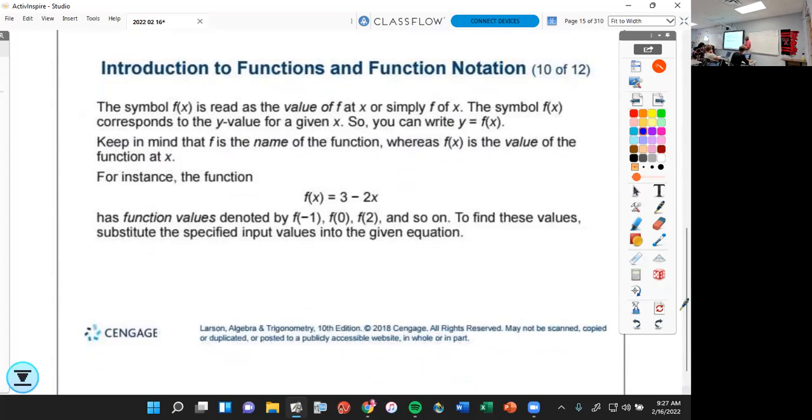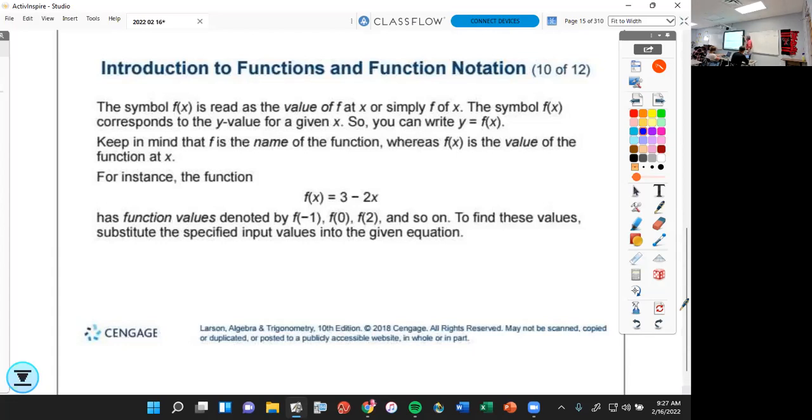I can calculate f of -1, f of 0, f of 2. How would I find f of -1? You plug in the -1 where all the x's are. That's it. So f of -1 would be 5. -2 times -1 is +2, 3 + 2 is 5.